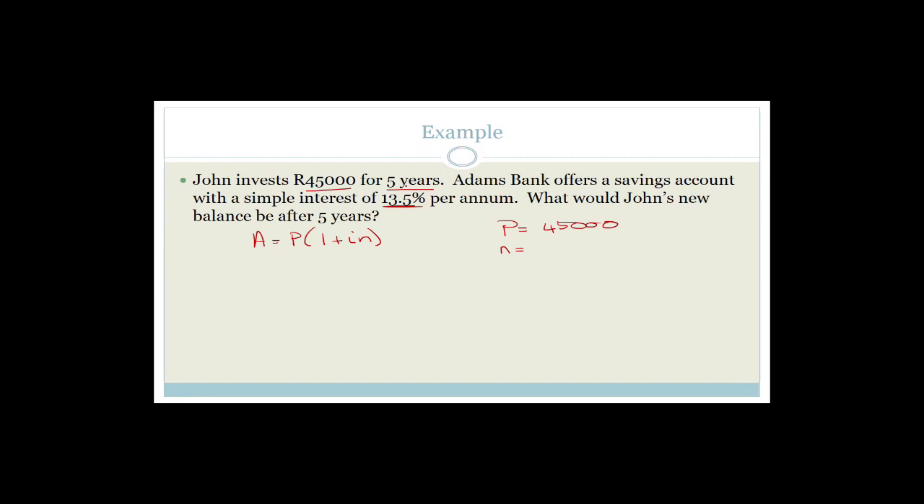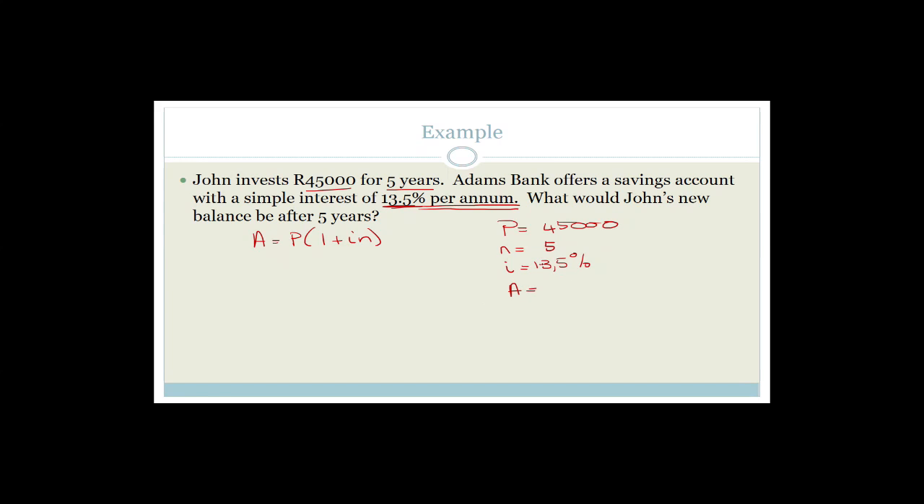N is the number of years, which is 5. And we're happy with that because the interest is per annum. If this was per month, then obviously we'd have to multiply this by 12 to get to the number of months, okay? Your I is 13.5%, okay? But this needs to be over 100, okay? But we'll work on that in a minute. And they want to know what is the new amount.